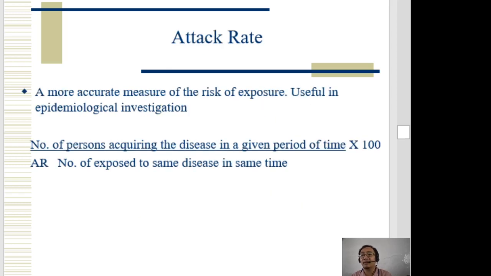Next is attack rate. Attack rate is a more accurate measure of the risk of exposure. It's useful in epidemiological investigations. Attack rate is the refinement of incidence rate, and it's more accurate than incidence rate. Attack rate is equal to the number of persons acquiring the disease in a given period of time, divided by the number of people exposed to the same disease in the same time, times 100. That is attack rate.